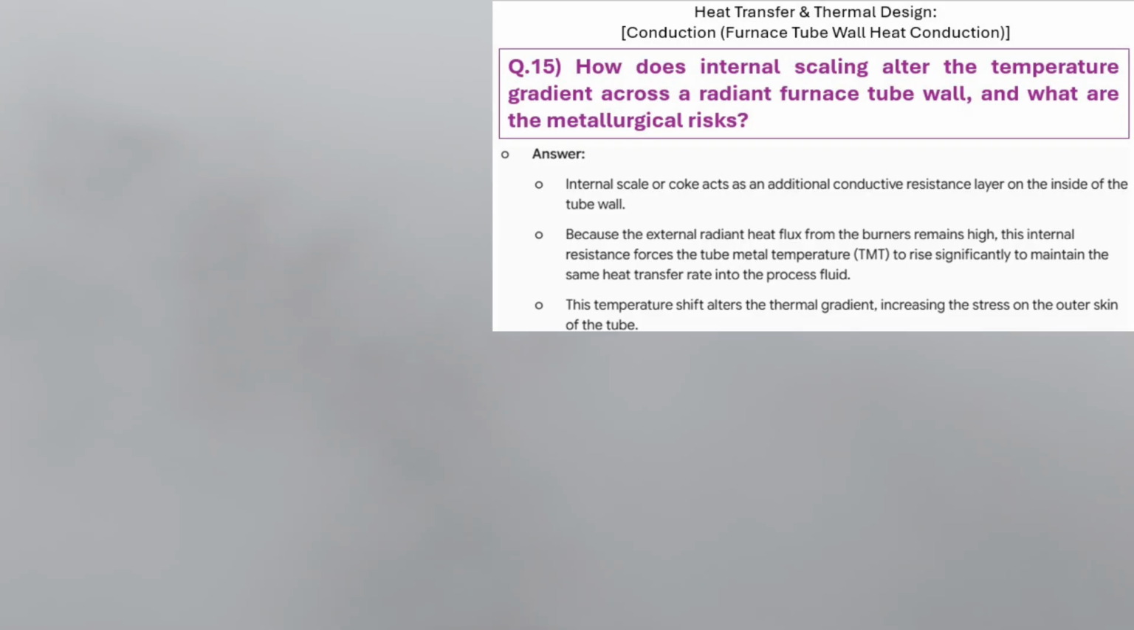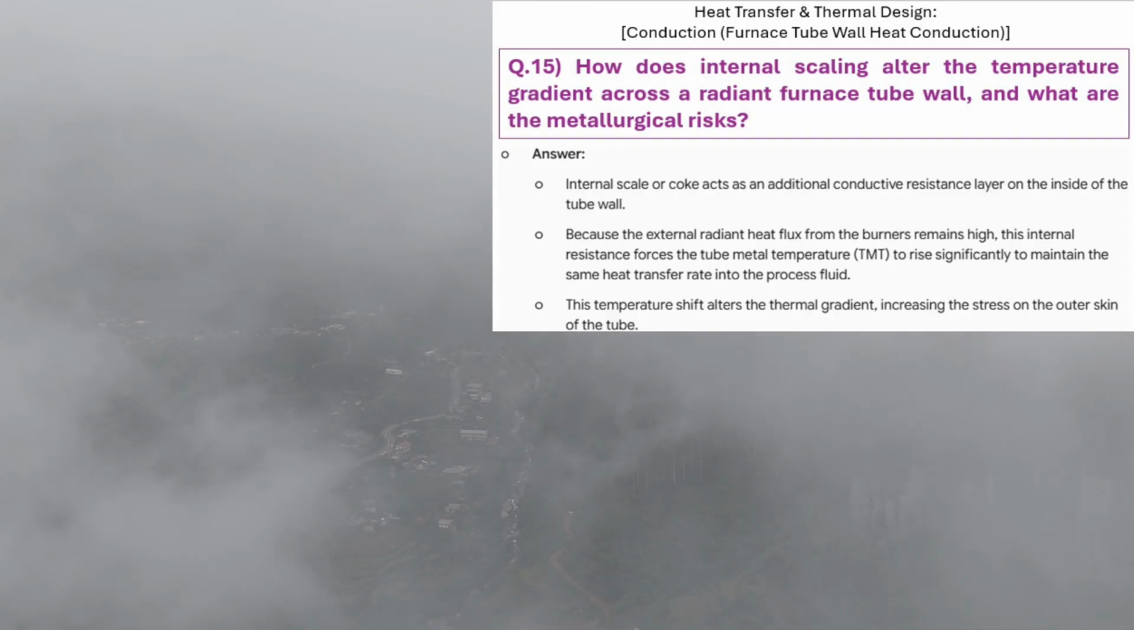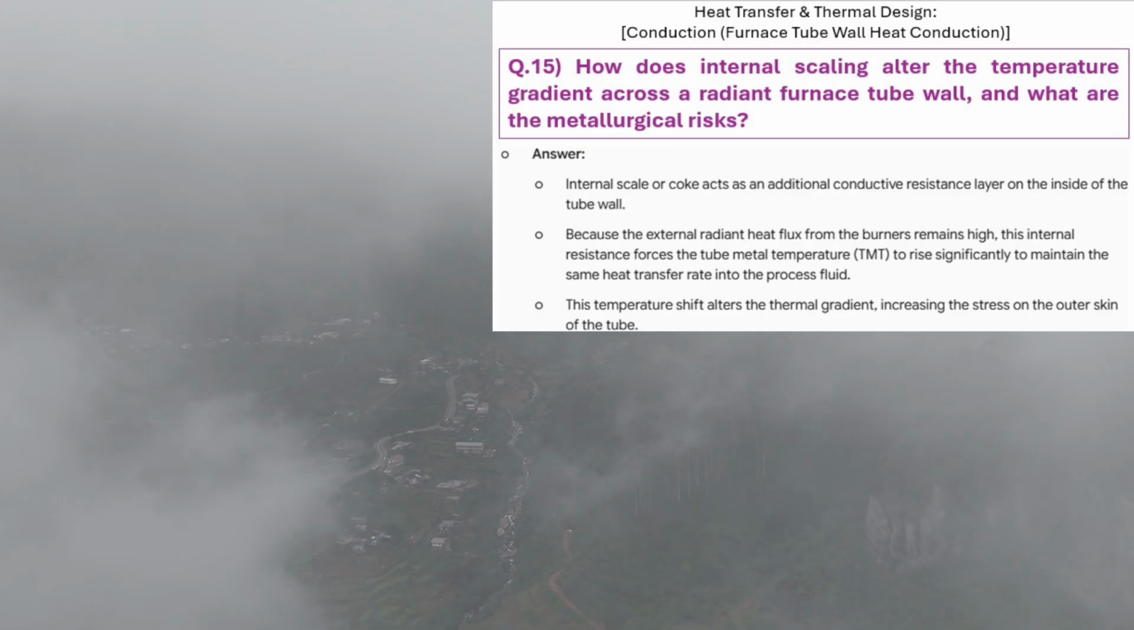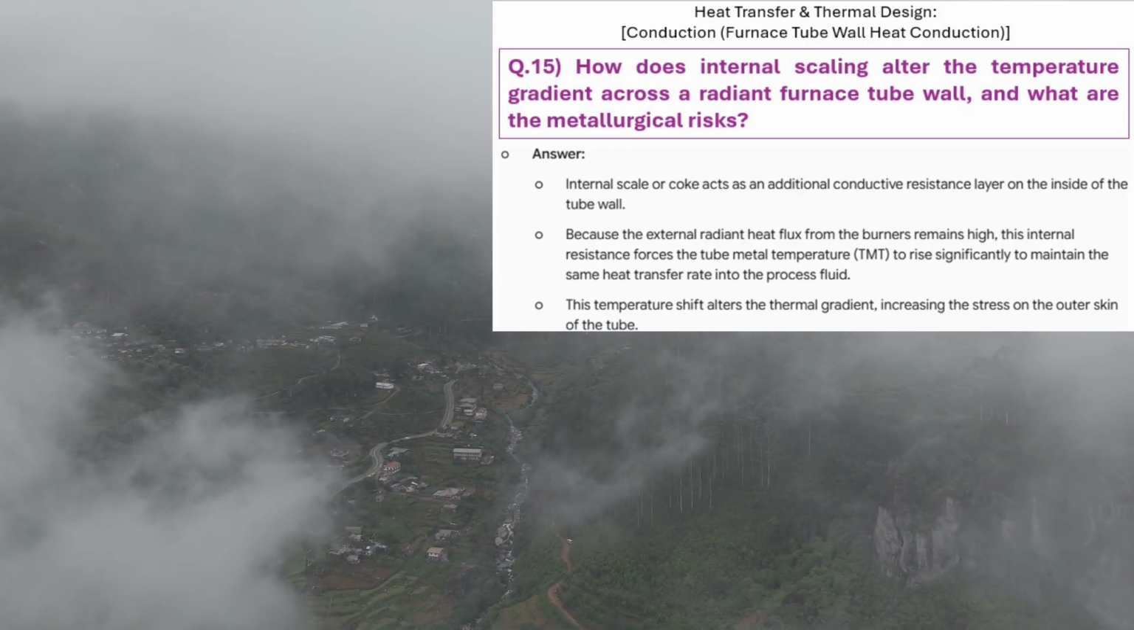It severely alters the thermal gradient across the physical metal thickness, exponentially increasing mechanical hoop stress on the outer skin. The trap is assuming increasing the firing rate is a mathematically safe linear fix. It keeps them on spec on the DCS, but invisibly drives the metal past its design limit. Entering the realm of plastic deformation. Quantify this invisible risk with a specific example. Consider a minor 2 millimeter internal coke layer inside a crude furnace radiant tube.